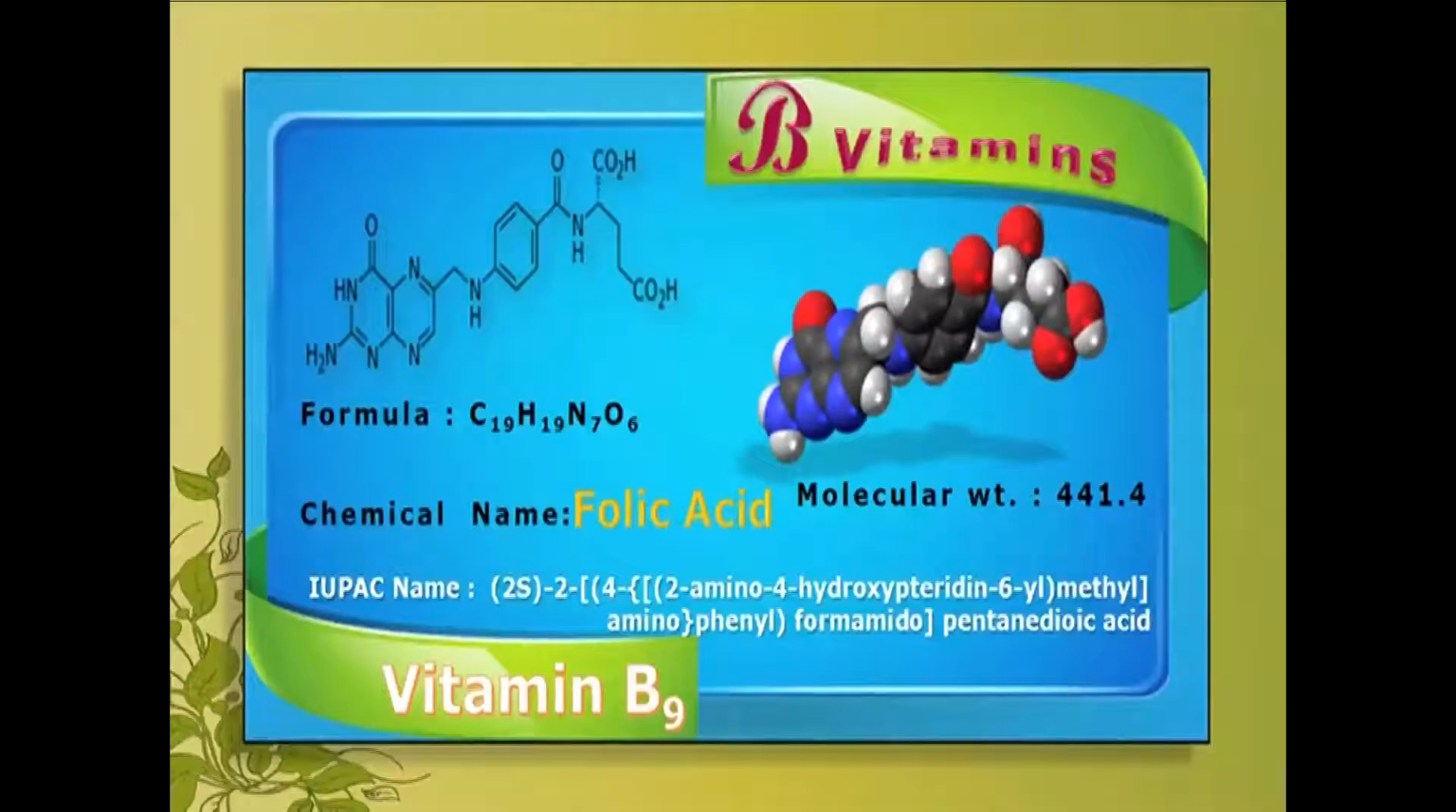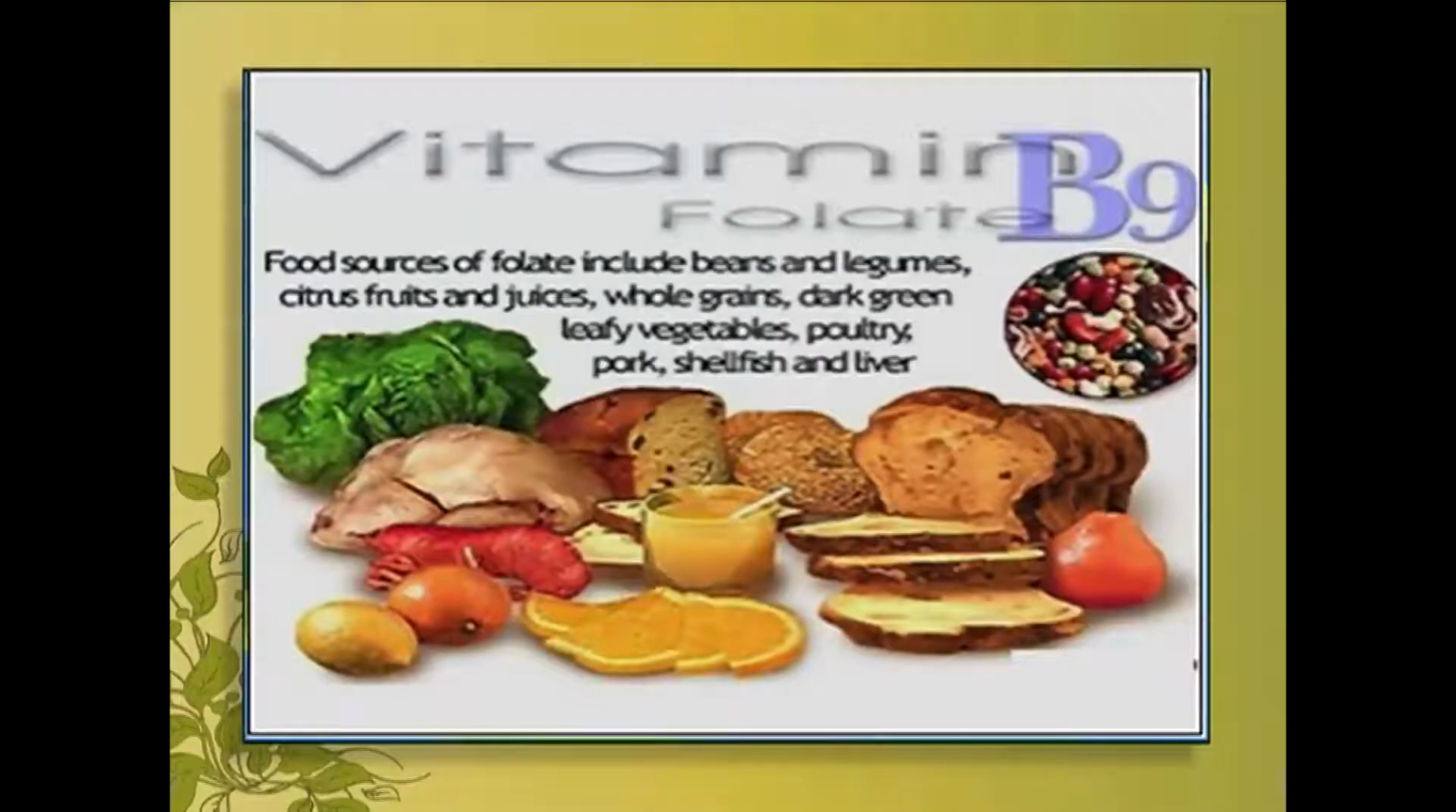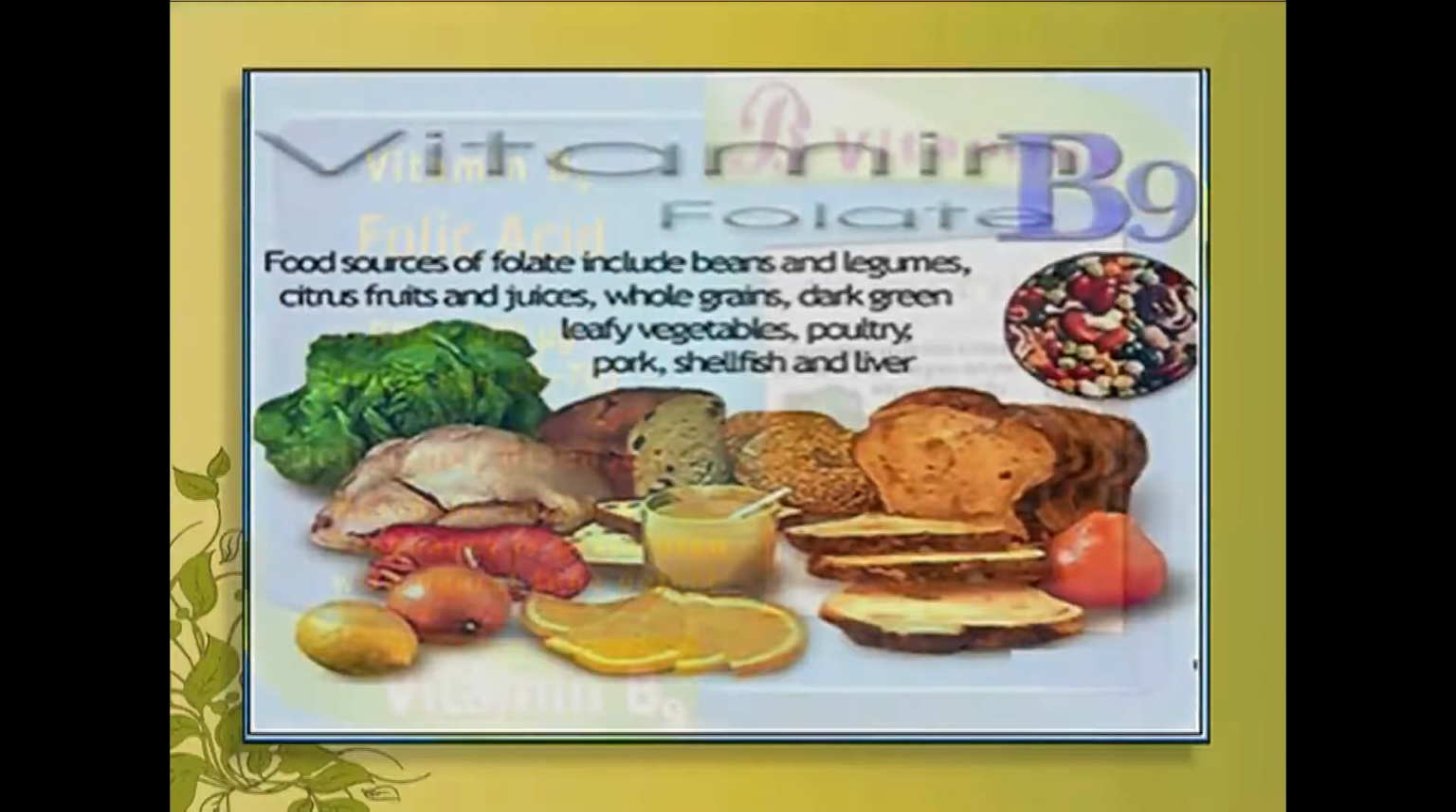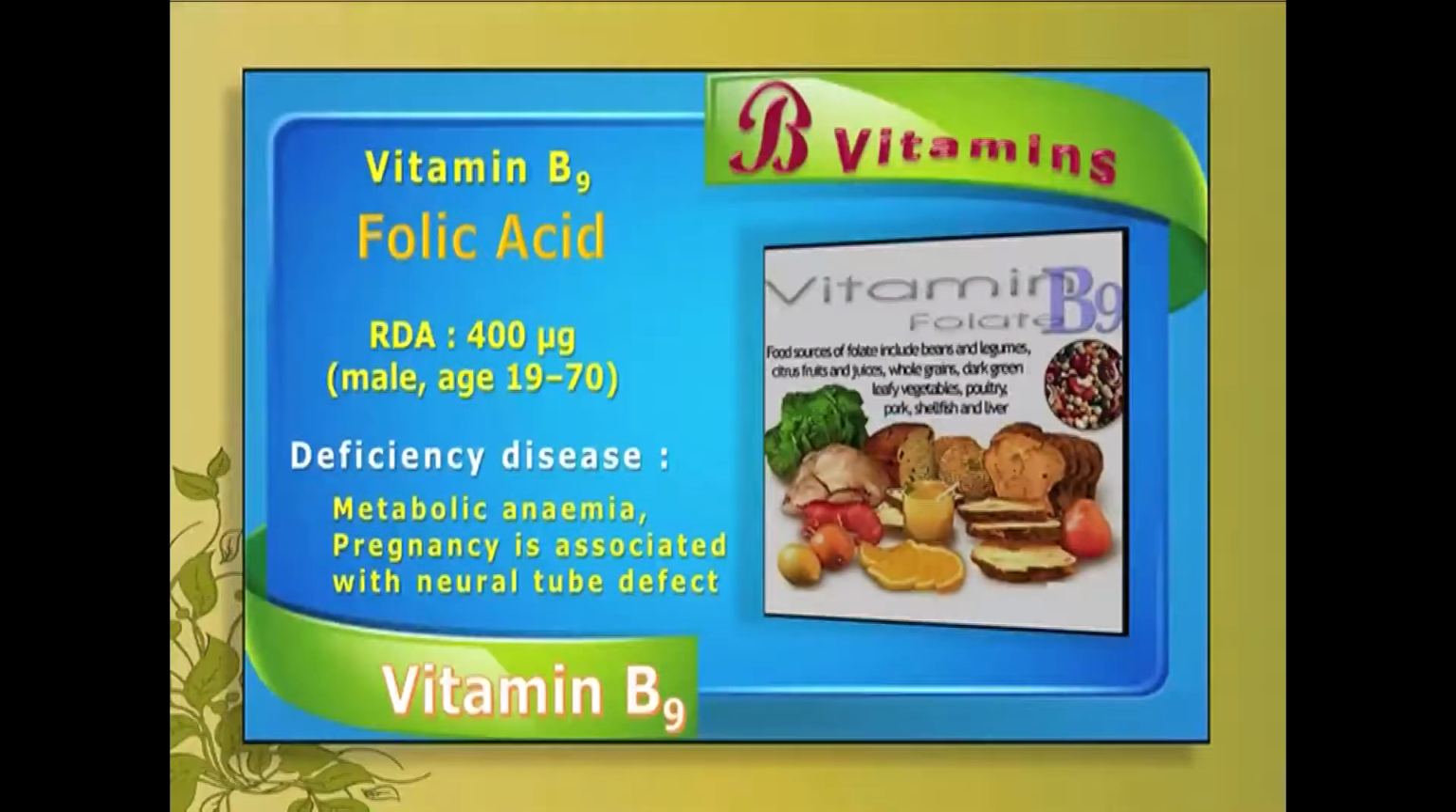Vitamin B9 or folic acid, molecular formula C19H19N7O6 and a molecular weight of 441. Food rich in vitamin B9 include dark green leafy vegetables, pork, shellfish, liver, bread, and so on. And the recommended dietary allowance is 400 microgram for males of age 19 to 70 years.